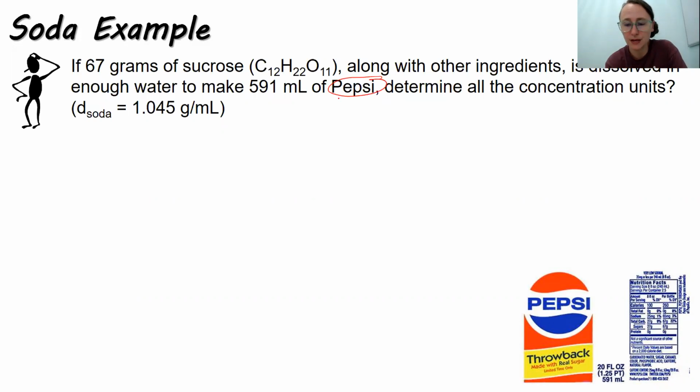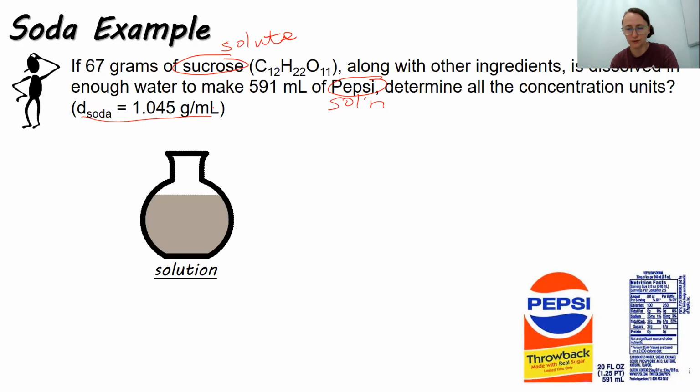So in this case, Pepsi represents the solution, and our sucrose is one of the solutes. And the density of soda is a little bit heavier than water. All right, so let's take a look at all the components of our solution here. The solution is made up of the solute and the solvent. They are added together to make the solution.